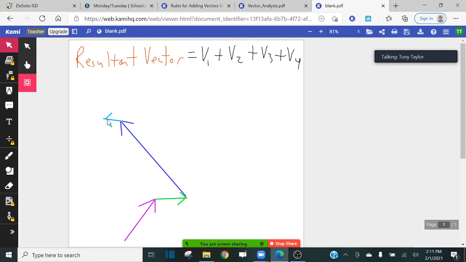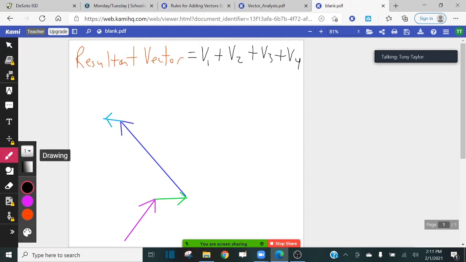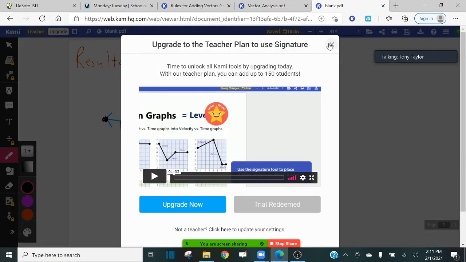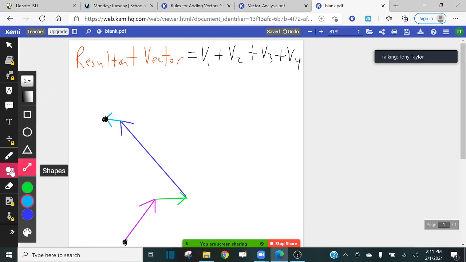So notice that's my ending point. So this is my starting point, and then this is my ending point. Okay. So that's step 2. Find my starting point, find my ending point. And then lastly, step 3 says to draw your resultant vector pointing toward the ending point. Let me ask you guys a question. On step 3, whenever I'm drawing my resulting vector, can I do that?